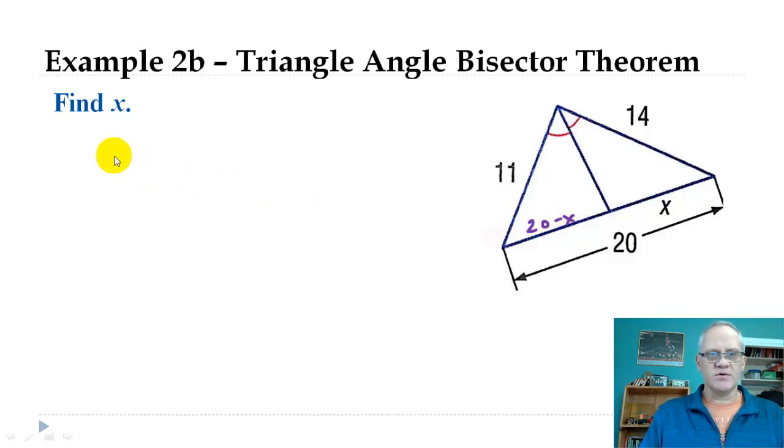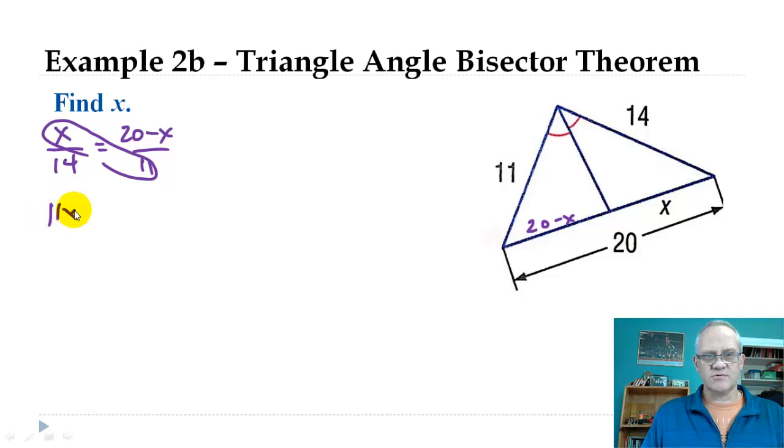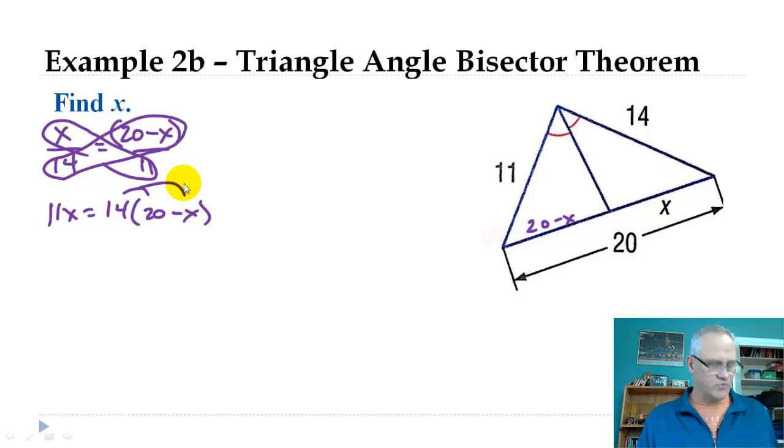So now let's set up our proportion here. So I'm going to do x over 14. So that's this over that. And then over here I would do 20 minus x on top over 11. And then we're just going to cross multiply. So 11x would equal, now remember too, when you cross multiply, now that we have a binomial here, think of those as being in parentheses. So this is going to be 14 times parentheses 20 minus x. We're going to distribute that 14.